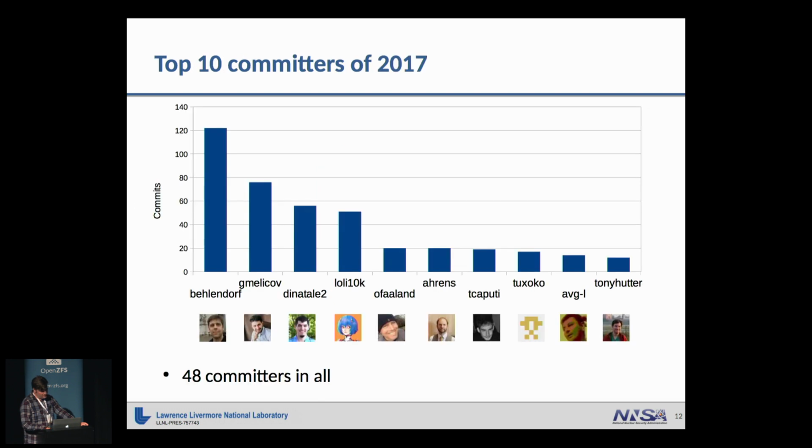And these are the top 10 committers of 2017. I think at least half of them are in this room. One of the interesting things was that in 2017, there were only 48 unique committers. And I thought that was really interesting because you've got 20,000 people using ZFS on Linux, and then it's just a very small group of developers that are making that happen. So it just shows how useful our work is to everybody else.